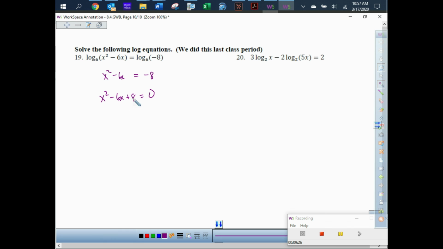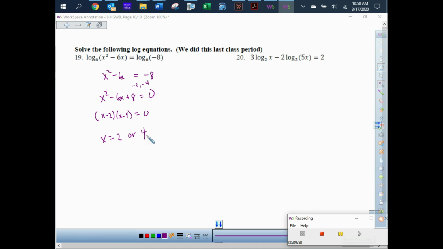And we'll do a little factoring. Two numbers that multiply together to be 8, add together to be negative 6. Looks like negative 2 and negative 4. So this can factor to be x minus 2 times x minus 4 equals 0, to where x could possibly equal 2 or 4 in this case.